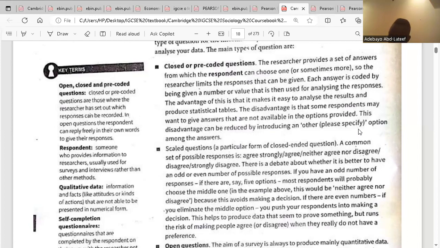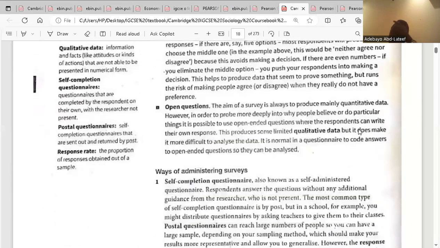Then we have open-ended questions, or open questions. This is where respondents are able to write their own answers. That's why I call it open-ended questions. Here, you have the opportunity to write what you feel about the questions. So this brings about qualitative data, because it talks about your thoughts and your own ideas. That's qualitative. You get it?